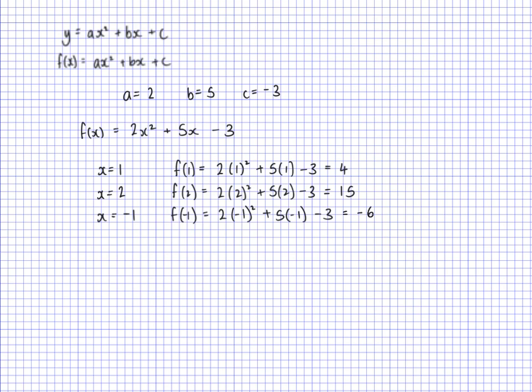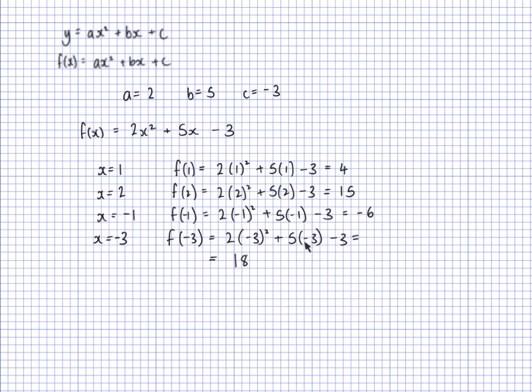Let's try x equals -3. So f of -3 is equal to 2 times -3 squared plus 5 times -3 take away 3. So this time I will write it out again. So I will say this is equal to -3 squared is 9. 2 times 9 is 18. So this is 18.